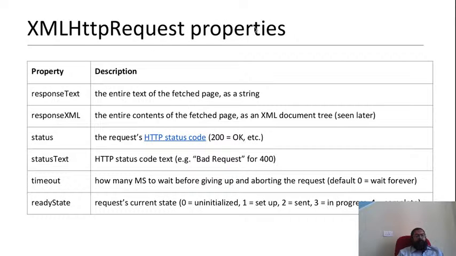Then you have different properties, like responseText, responseXML, statusText, timeout, readyState. responseText means the entire text of the fetched page as a string. responseXML is the entire contents of a fetched page as an XML document tree, seen later. And then you have status. The status are the different HTTP status codes.